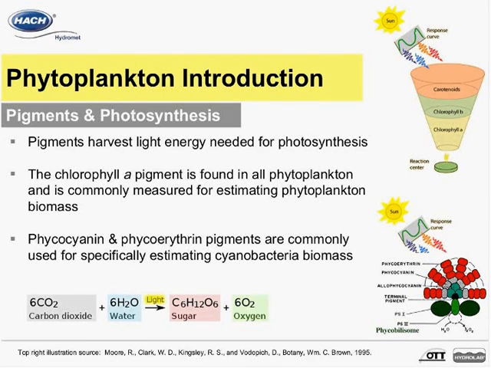Cyanobacteria also contain the chlorophyll A pigment, but they typically contain more of the accessory pigments named phycocyanin and phycoerythrin. As these accessory pigments are also naturally fluorescent, they are commonly measured for specifically estimating cyanobacteria biomass in water. Phycocyanin is commonly used for estimating cyanobacteria in freshwater systems, while phycoerythrin is commonly measured for estimating cyanobacteria in marine systems.